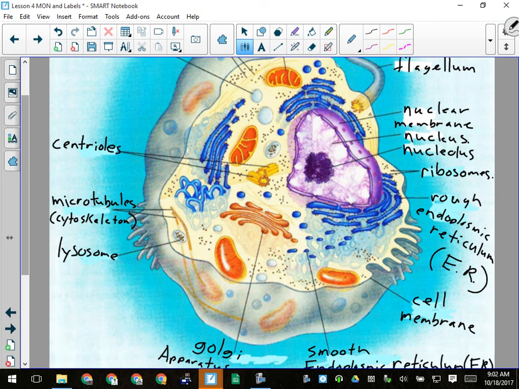The centrioles help when the cell is dividing. When a cell is about to divide, one will go to one end of the cell and the other will go to the other end. As the cell is dividing, the nucleus actually disappears. The nuclear membrane dissolves, and all of the DNA gathers together to form your chromosomes. At cell division, all the chromosomes line up along the middle of the cell on what's called the metaphase plate. You don't need to know that. But they line up right there.